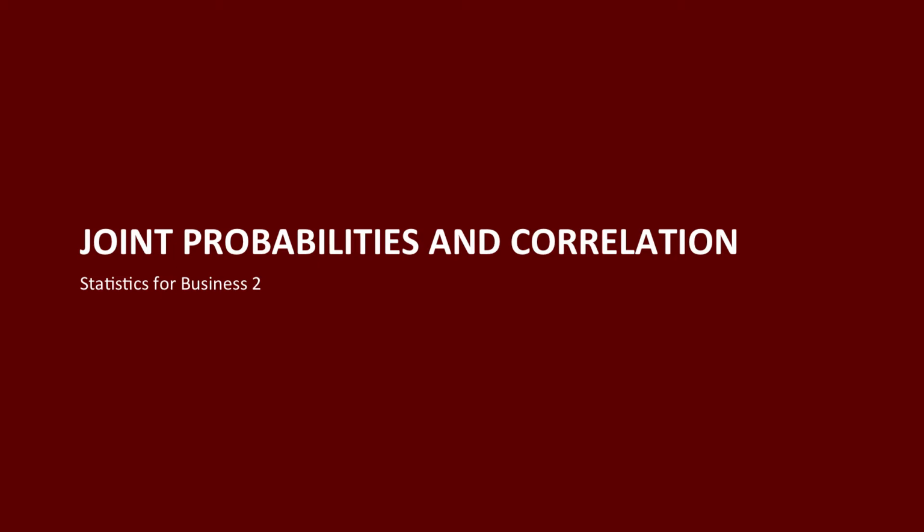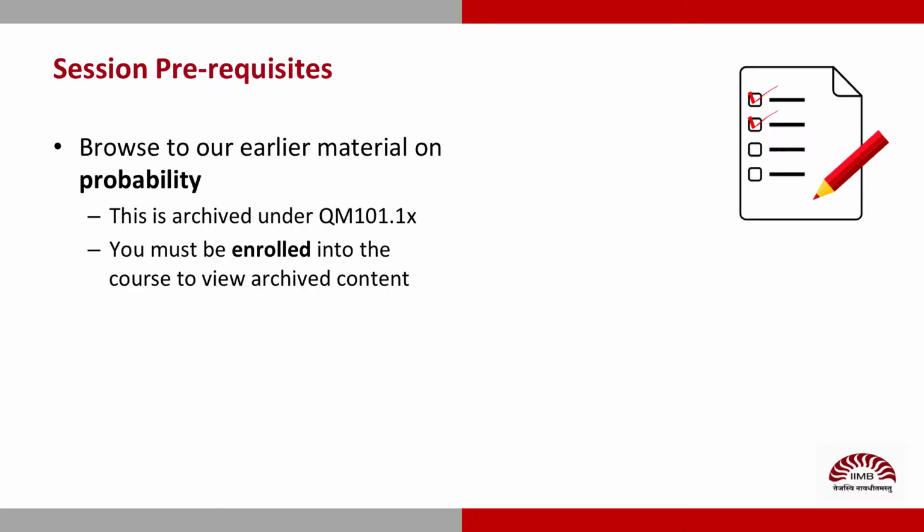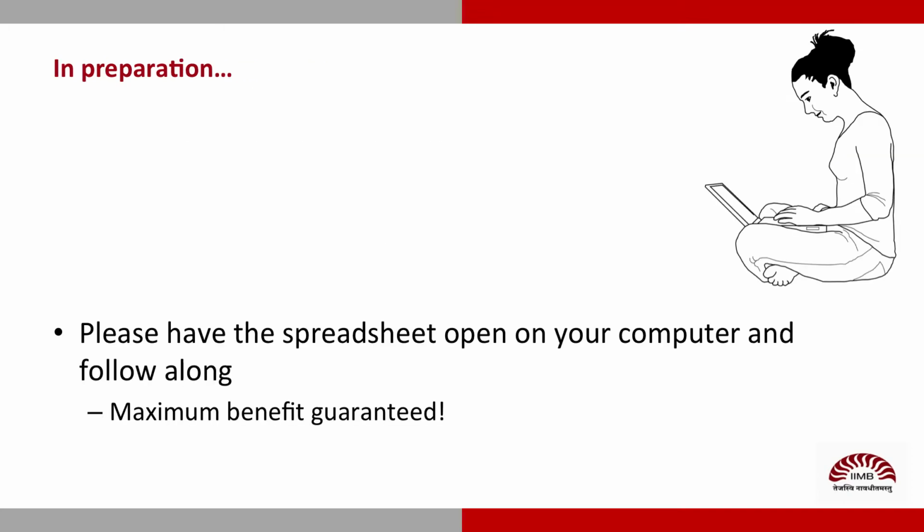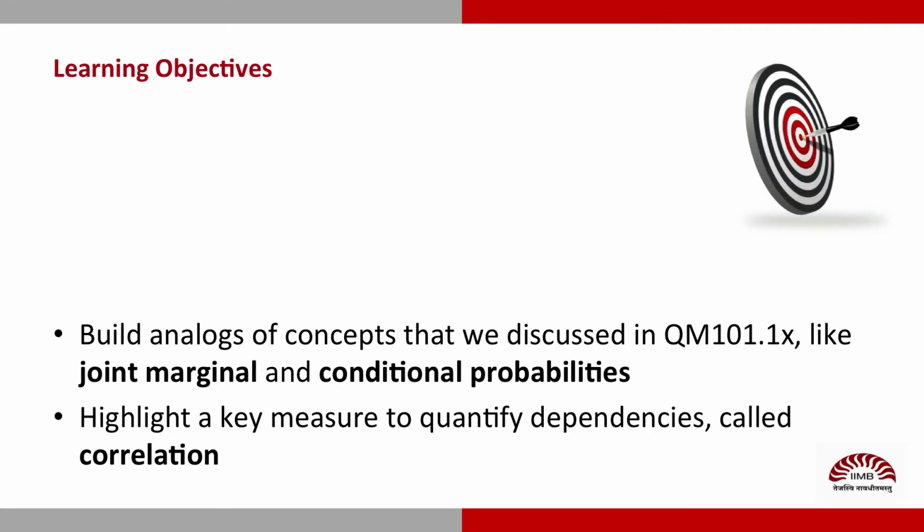Joint probabilities and correlation. Session prerequisites. Browse to our earlier material on probability. This is archived under IIMQM101.1X. You must be enrolled into the course to view archived content. In preparation, please have the spreadsheet open on your computer and follow along. Maximum benefit guaranteed.